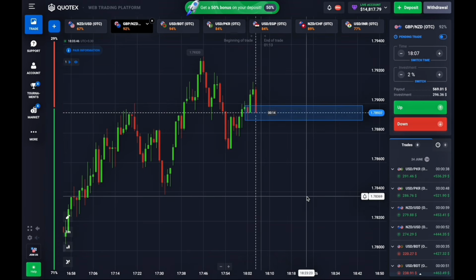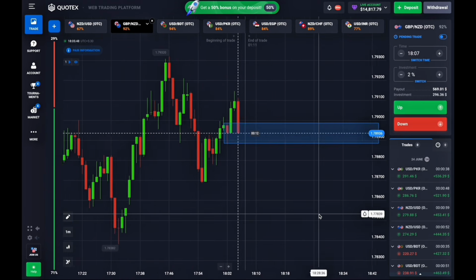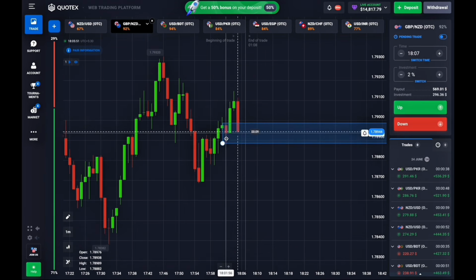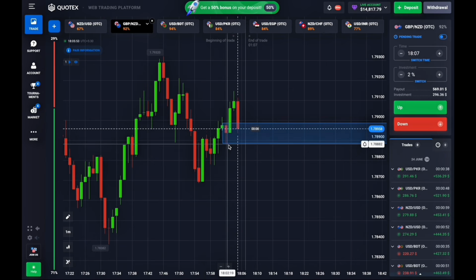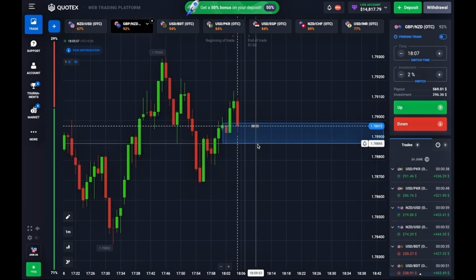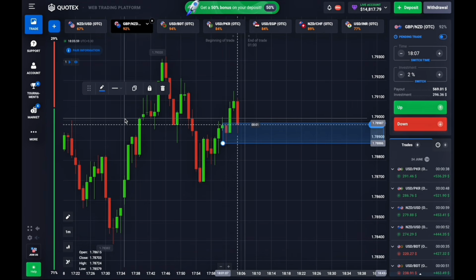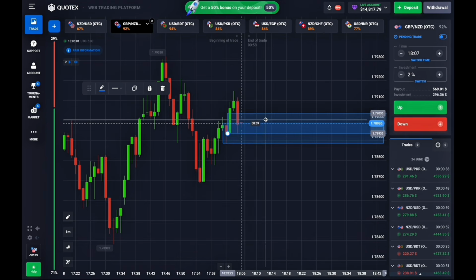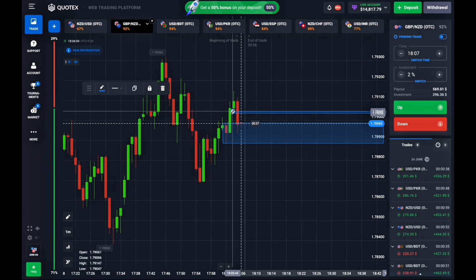If you have watched my previous video, I've explained the concept of liquidity sweep, and that's exactly what is happening here. You can see that the green candle has swept the liquidity of the previous candle, the highs, and it was immediately followed by a strong red bearish candle. The rejection indicates that sellers have stepped into the market.